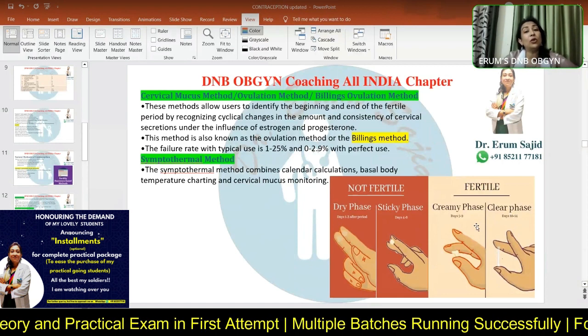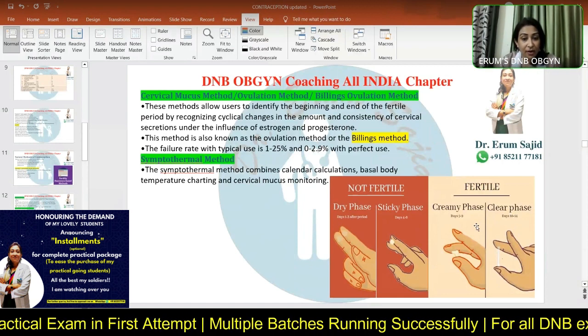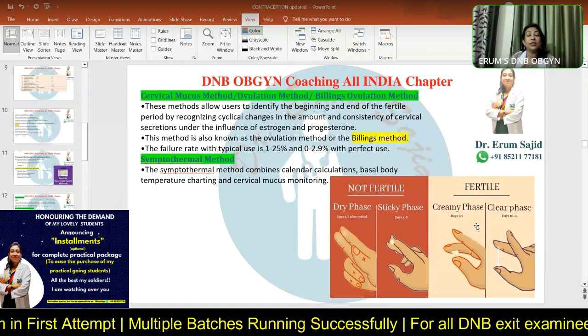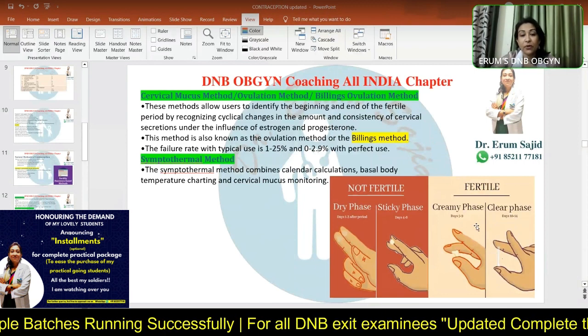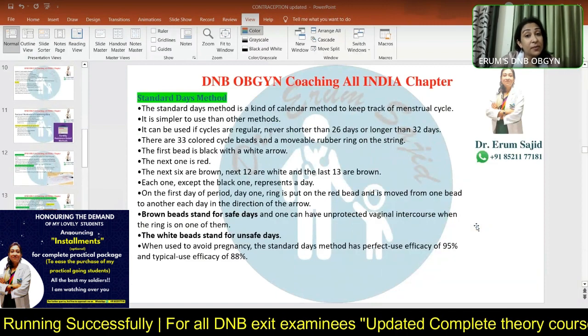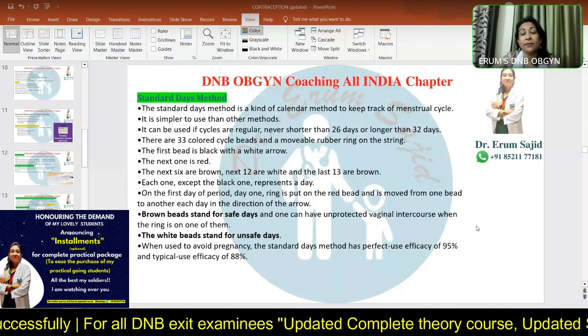And the symptothermal method includes all these methods together. So it combines the calendar calculations, the basal body temperature charting, and the cervical mucus for monitoring, right? There was a time at which the Billings method was also asked, just the Billings method, okay?